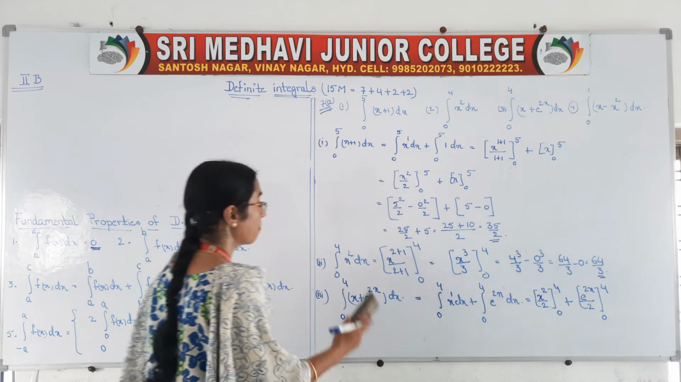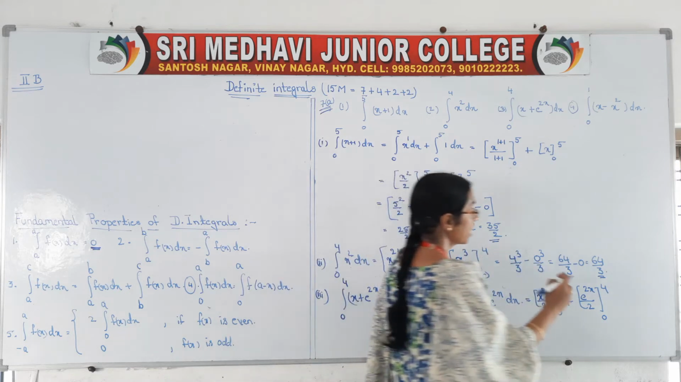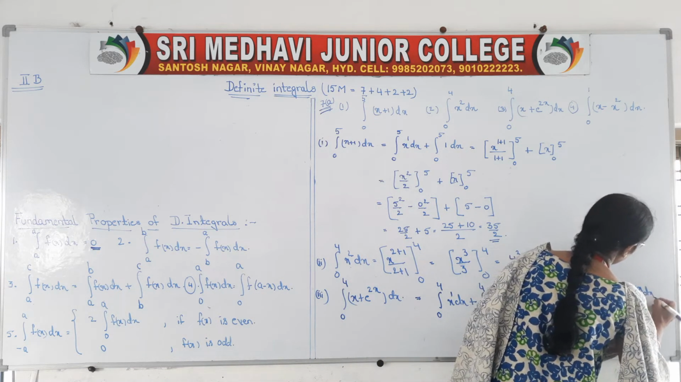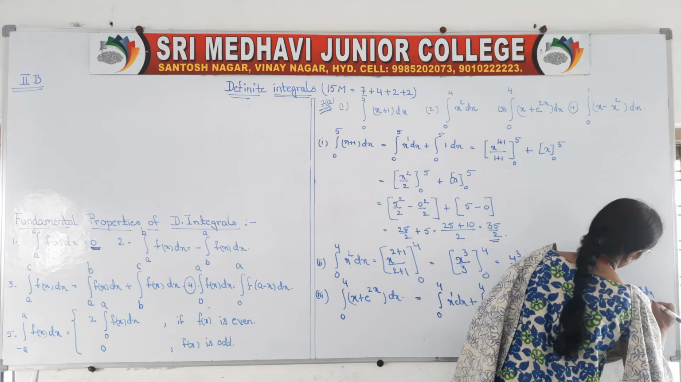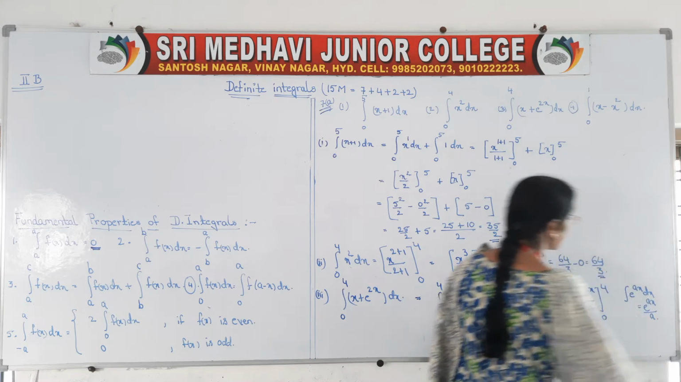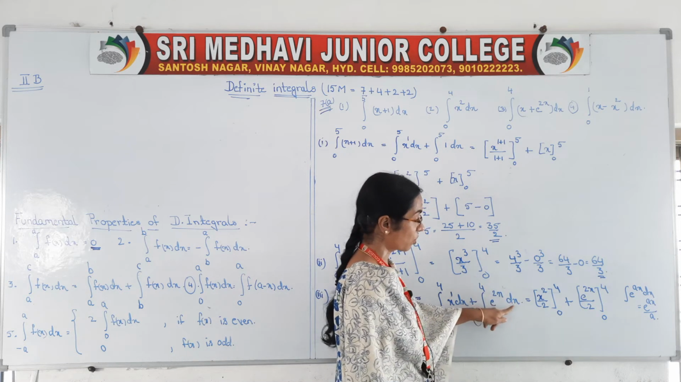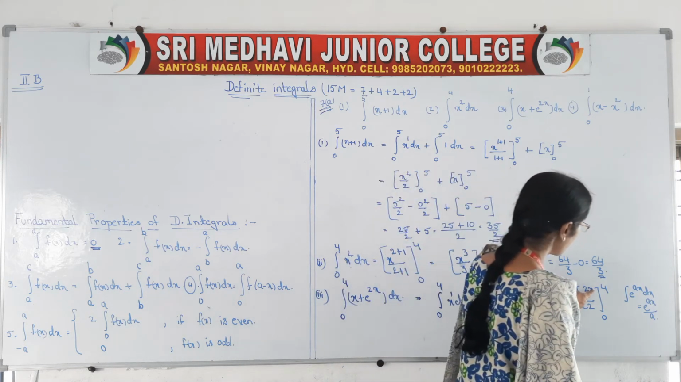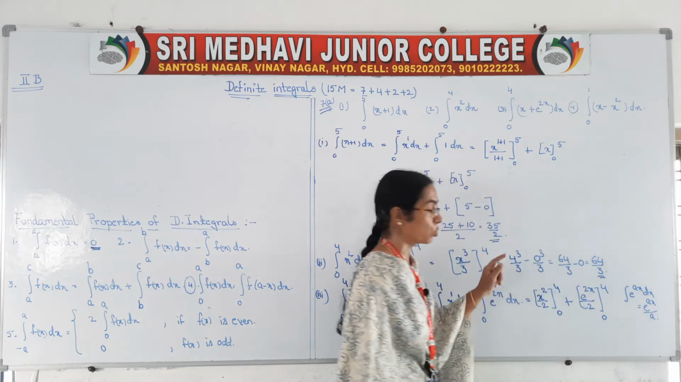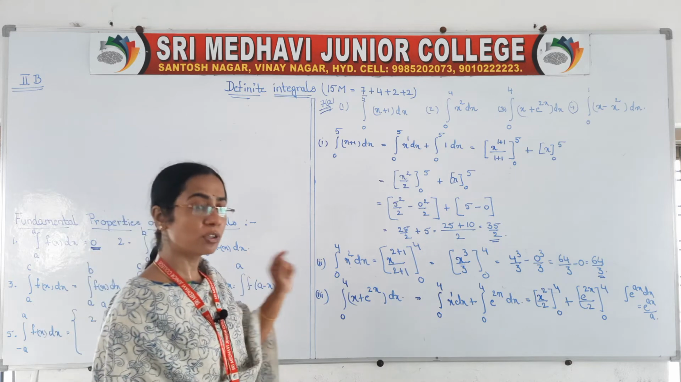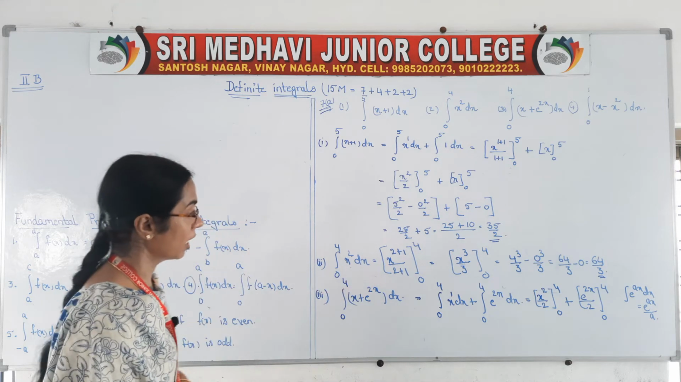Which formula did we apply here? It is integral e to the power of ax dx is equal to e to the power of ax by a. That's why integral e to the power of 2x dx is equal to e to the power of 2x by 2. We have to write according to that formula, right?